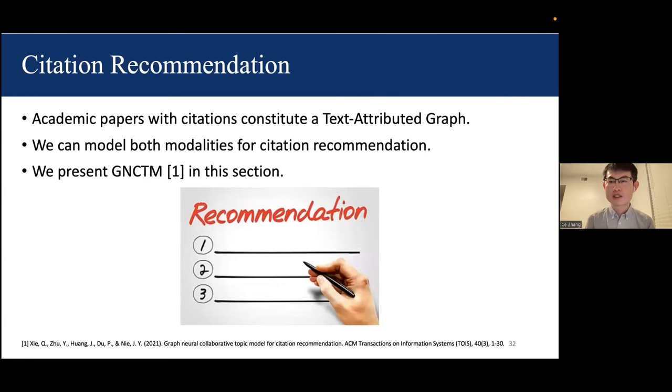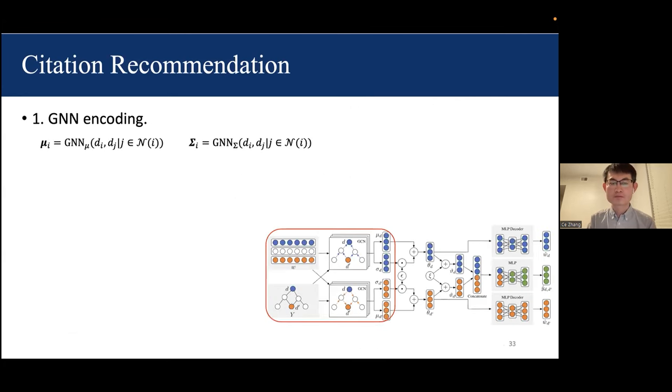Specifically in this paper, we present a model called GNCTM. It's published on TOIS 2021. The model is illustrated at the below figure. Specifically, we have input encoding. So we use graph neural network to encode the current text attributed graph. We input the current central document DI and its neighbors DJ. And then we obtain 2 embeddings, mu and sigma. Because this model is designed with variational autoencoder, we obtain mu and sigma as variational parameters.